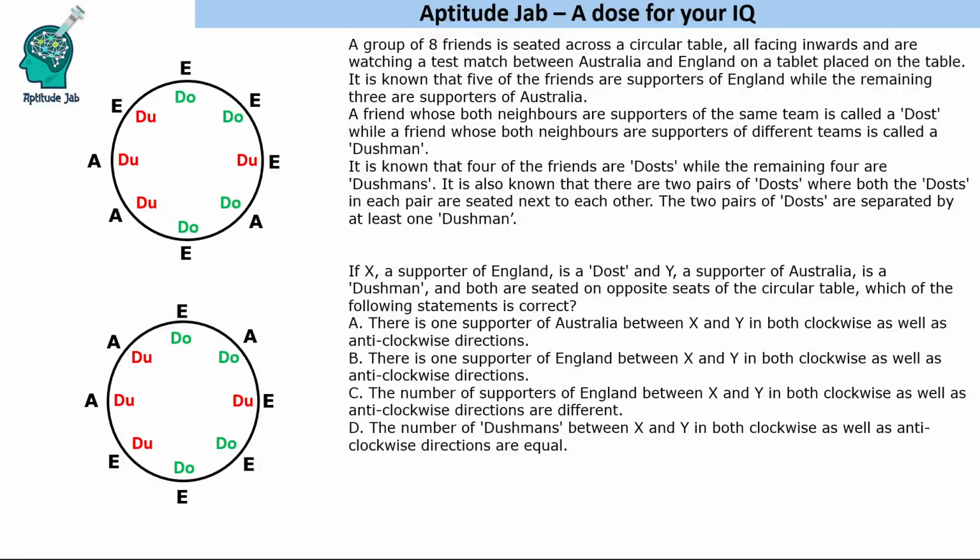So that we do not draw this again and again, I have created this table beforehand. If X, a supporter of England, is a dost, and Y, a supporter of Australia, is a dushman, and both are seated on opposite seats of the circular table, which of the following statements is correct? X is a supporter of England and a dost, and Y is a supporter of Australia, a dushman. So let us see, opposite the Australia supporter dushman, there should be an English dost.